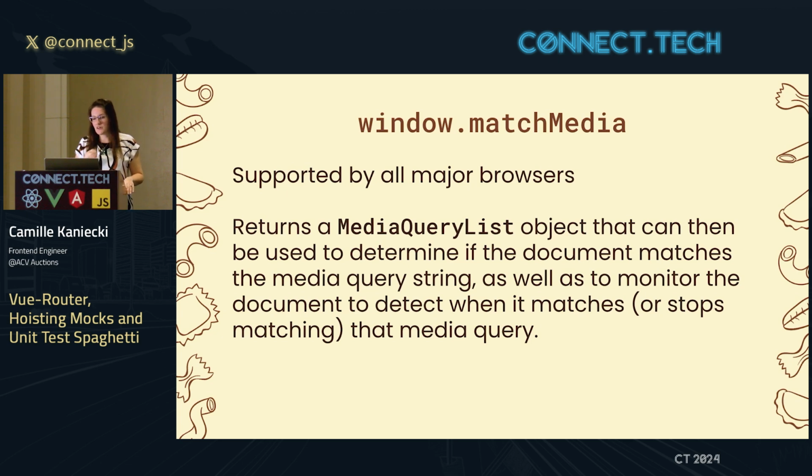The other example I wanted to talk about is window.matchMedia, which ended up opening a whole new world of window mocking for me. It's supported by all major browsers, but what we're using it for is basically just responsiveness to know when we've reached different snapshots. It returns a media query list object that can then be used to determine if a document matches the media query string. So it looks for a specific value and only fires when it matches that specific value.